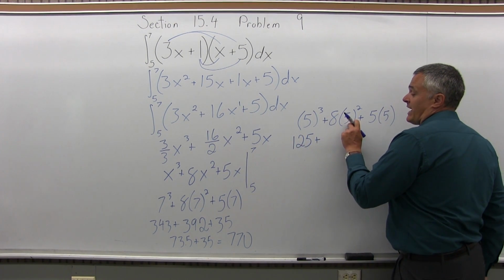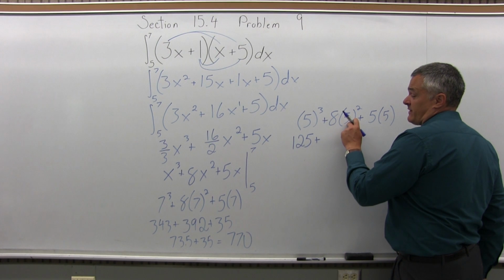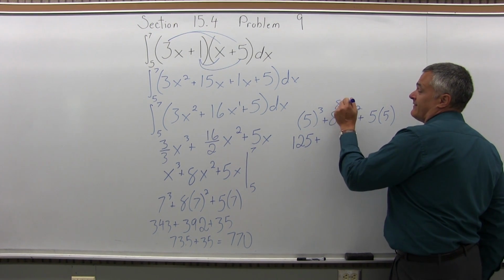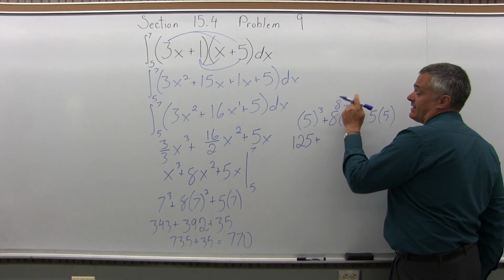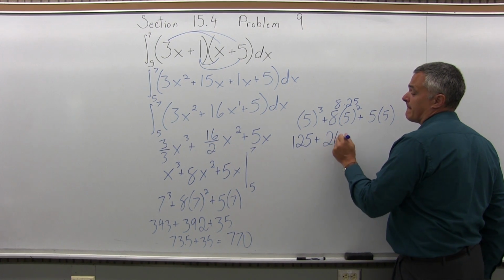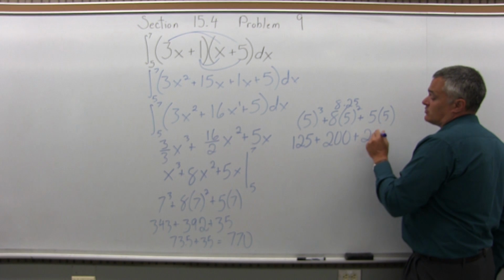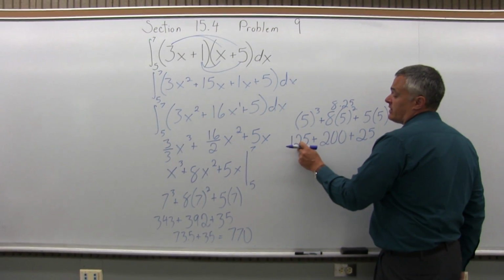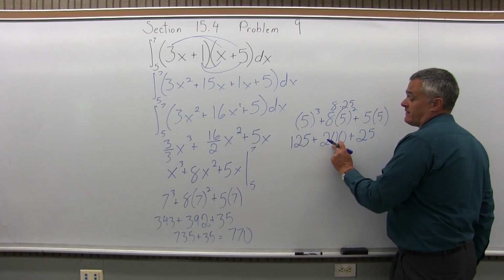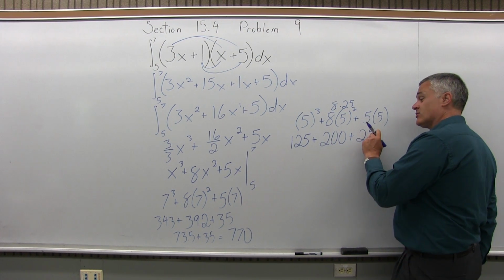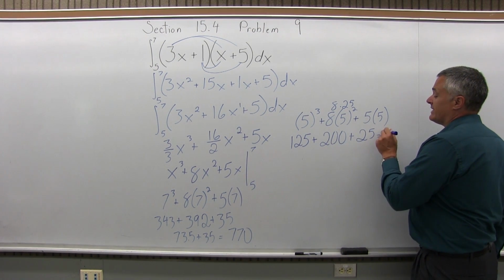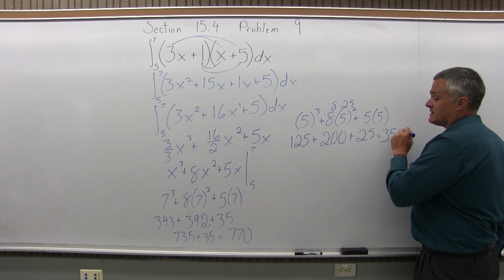And now 5 squared times 8. So 5 squared, 5 times 5 is 25. I'm going to have 8 times 25. 8 times 25 is 200. And then on the end, 5 times 5 is 25. So 125 plus 200 is 325. 325 plus another 25 is 350. So that's the answer for step 3.